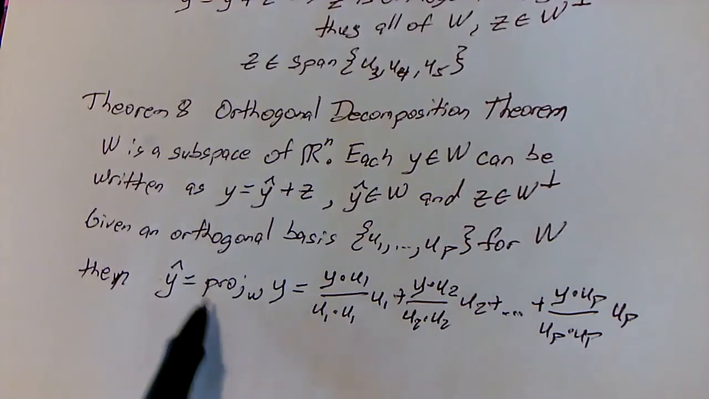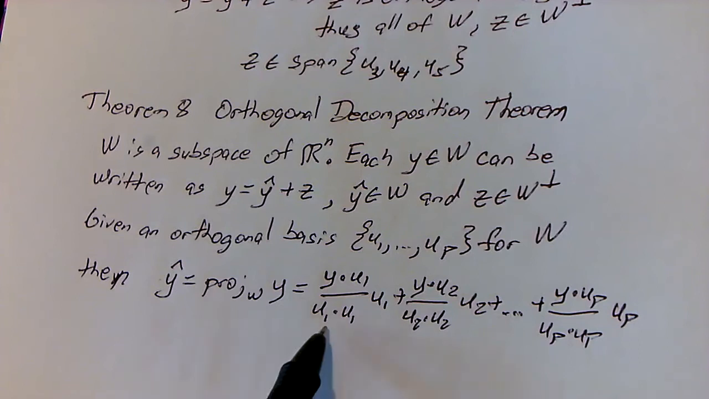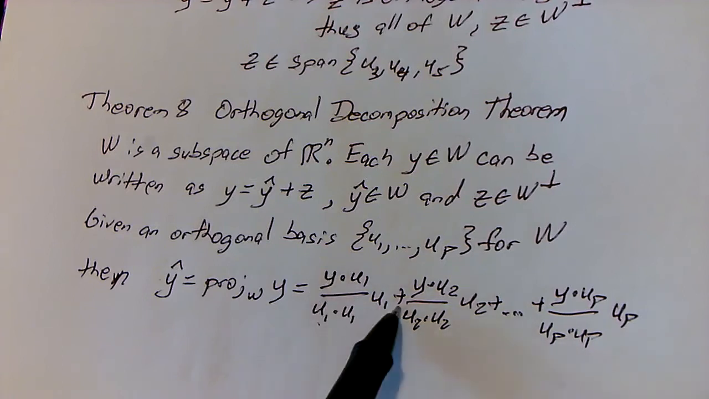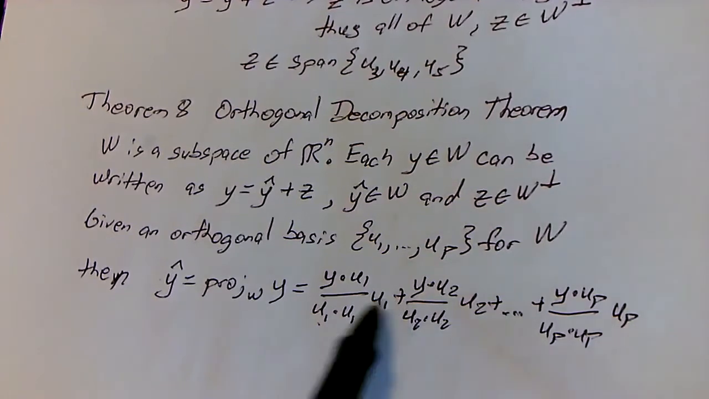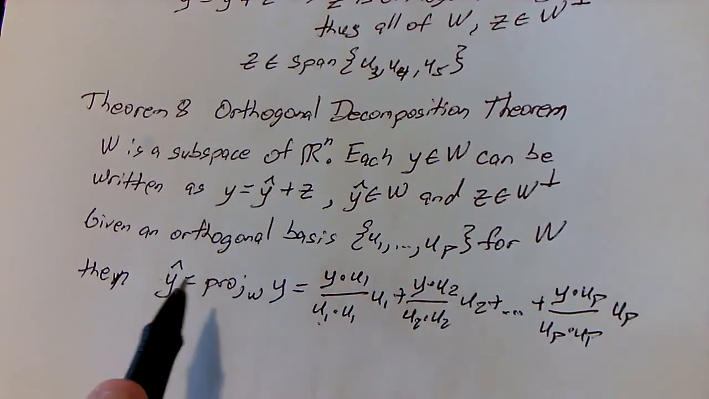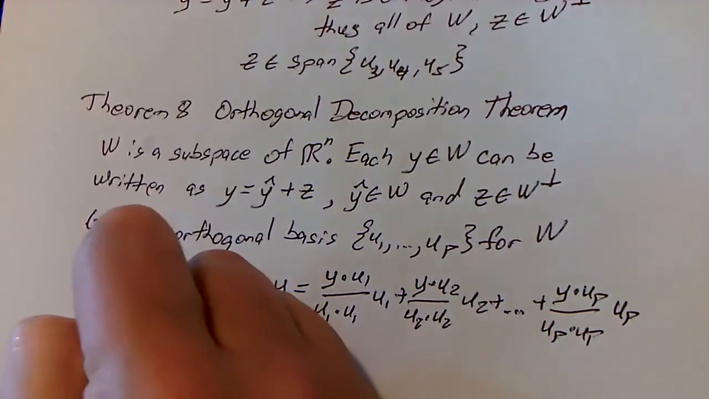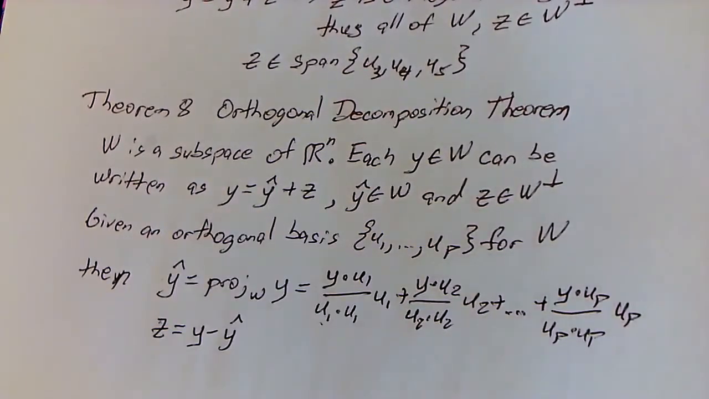Okay, so I can break down this Y hat into a projection, and I can simply take the components of each one. So each one of these is a projection of Y onto U1, Y onto U2, Y onto U3, 4, 5, all the way out to UP. I can simply add those projections together, and that will give me my Y hat, or my projection onto the whole space W. And Z, remember, is going to be Y minus Y hat. So once you find Y hat, you simply find Z by subtraction. Okay, that's our orthogonal decomposition theorem.